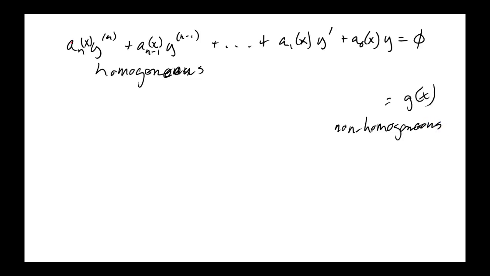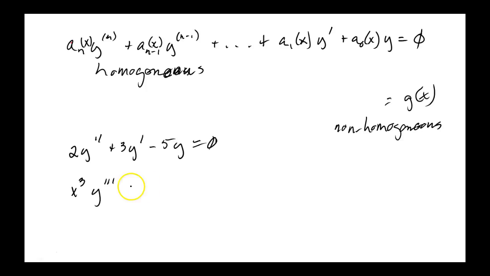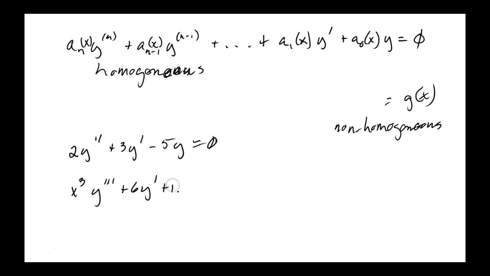Okay. Now, here are some examples. 2y double prime plus 3y prime minus 5y equals 0. Now there, your coefficients are all constants, not just constant functions, but constants. Whereas x cubed y triple prime, I'm having trouble seeing that. Having trouble staying on page 2, but there it is. Plus 6y prime plus 10y is equal to e to the x. That's a non-homogeneous linear higher order differential equation.